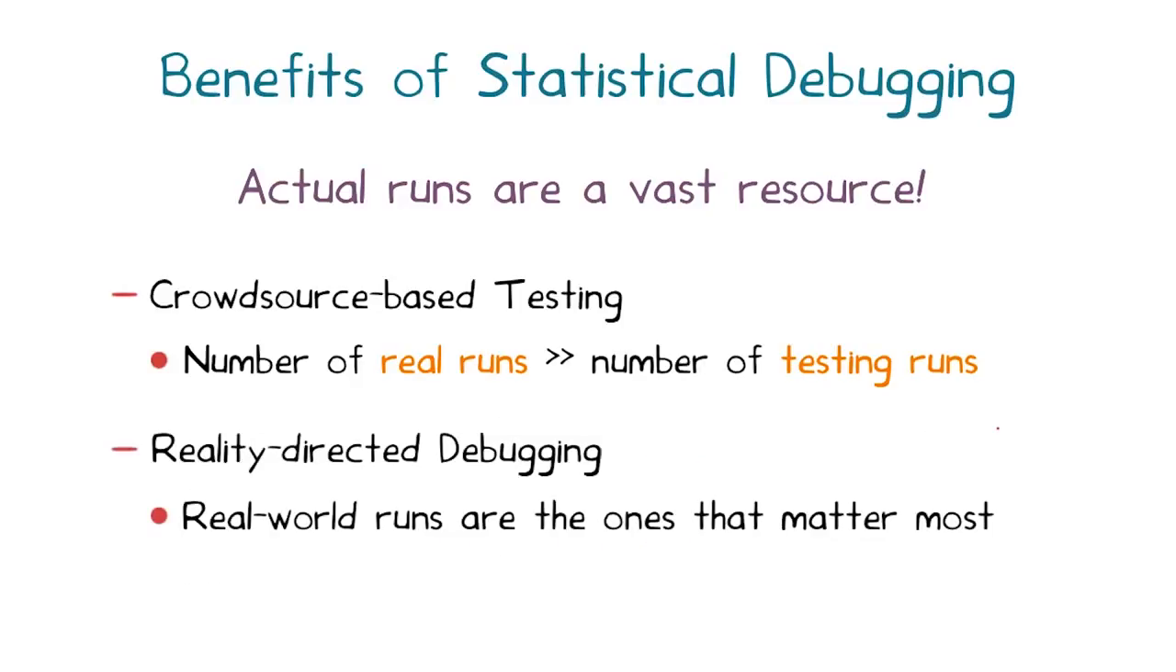Secondly, actual runs allow debugging to be reality directed. When allocating resources for testing and debugging before release, one is left to guess which features are most important to test and which bugs are most important to fix. Post-deployment statistics provide data on which parts of the code and which bugs are most important to the users. The needs of the user base can be used to define the allocation of resources.